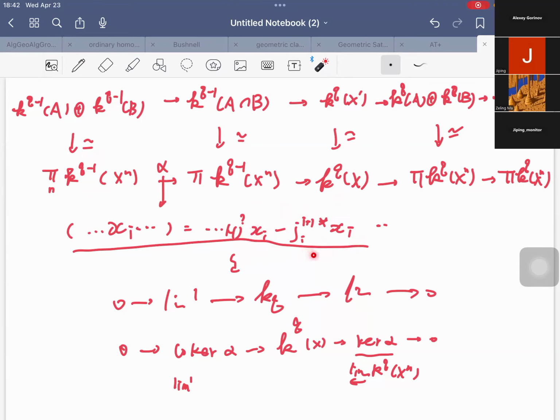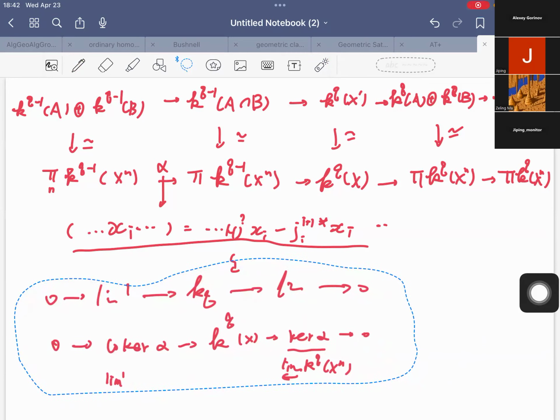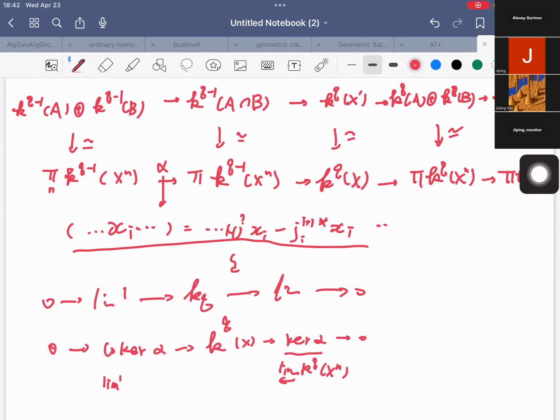Are you going to explain what the lim 1 is? Yes, the lim 1 case is you have the definition of lim 1, as a co-kernel. Maybe I can see it more generally, but I just want to think about the homology case.